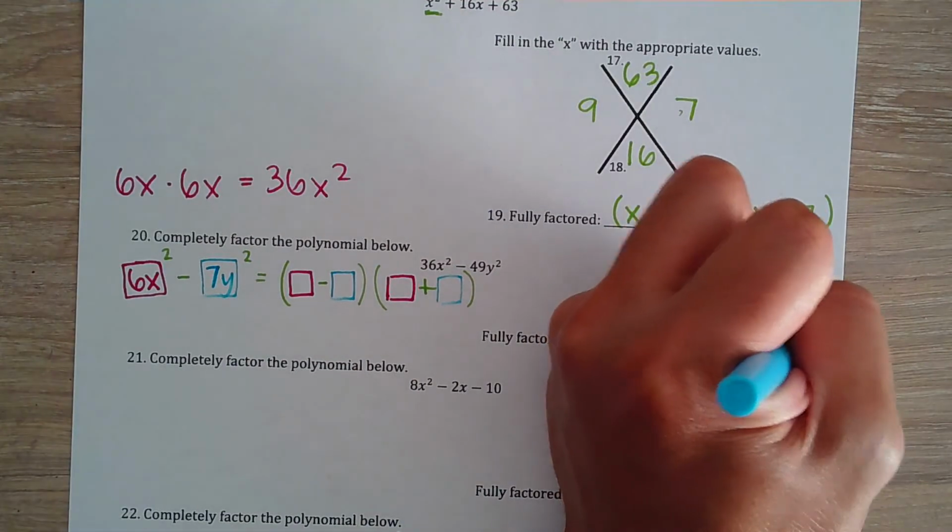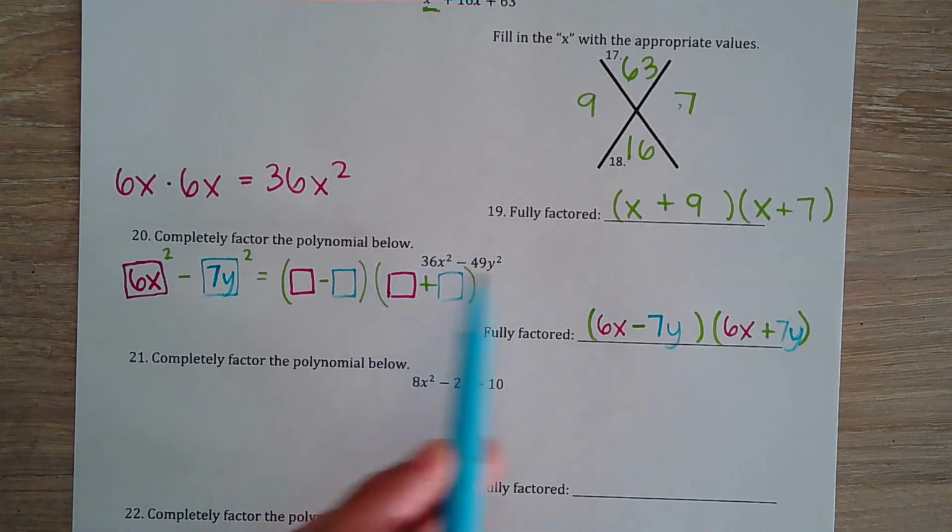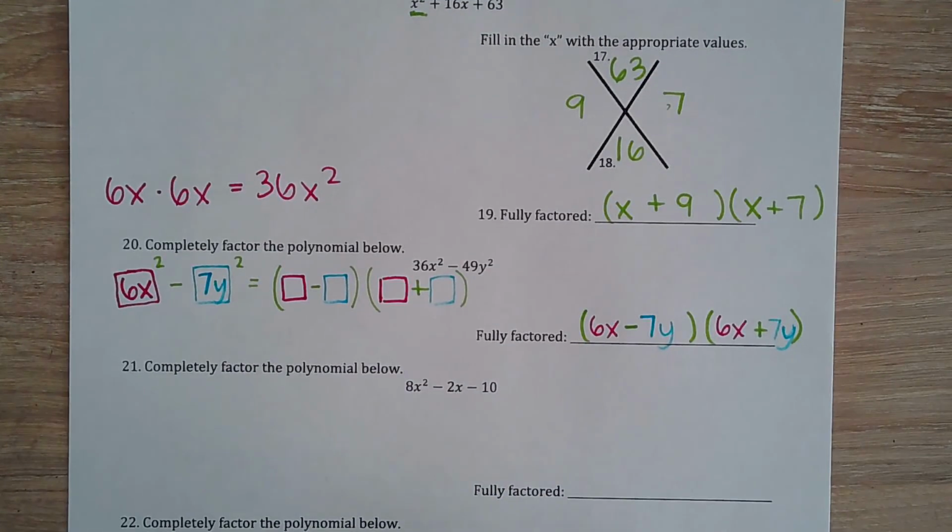And then that's our final answer: 6x minus 7y multiplied by 6x plus 7y. All right, so if we multiply that out, we get back to our original question. If you guys don't believe me, go ahead and try to do it by yourselves.